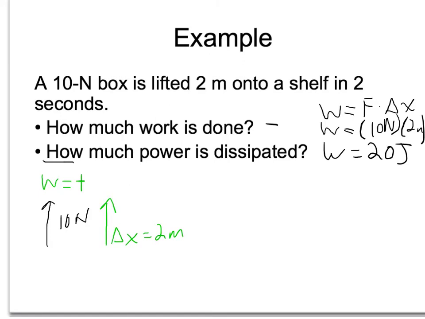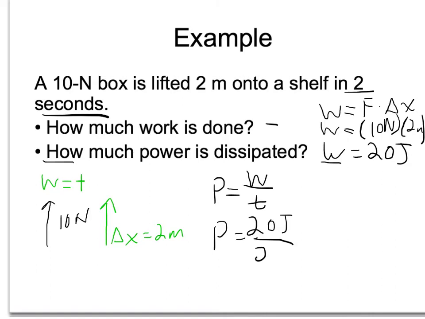And now how much power is dissipated? Power equals work over time. We just found the work. Power equals 20 joules. The question gives me the time, 2 seconds. Over 2 seconds equals 10. And the units for power are watts.